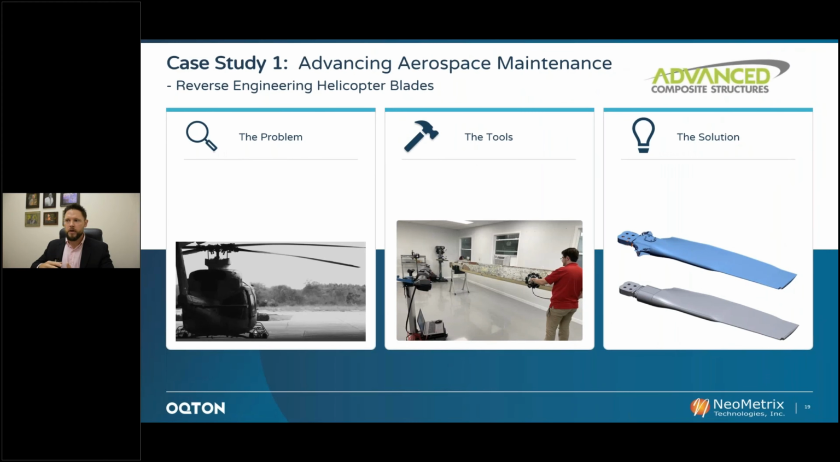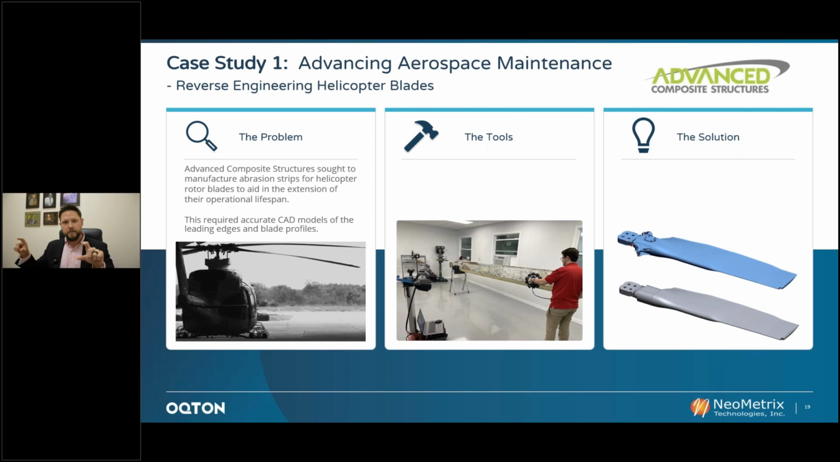So for case study 1, advanced composite structures. These guys create helicopter blade adhesive abrasion strips is what I'm looking for. So we're going to reverse engineer those helicopter blades from some scan data that we take at their facility. These abrasion strips are made to prolong the wear on the blade and space out that maintenance interval that we just discussed further. So it's a really cool application, but again, they need very, very precise data on that leading edge of the blade.